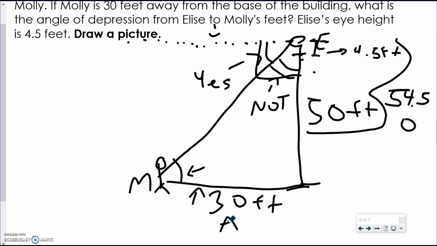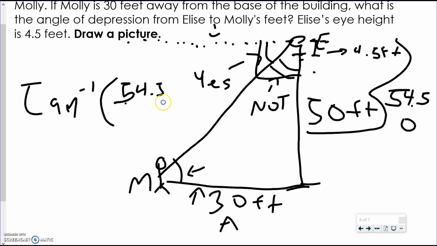I'm solving for an angle, so I'm going to use an inverse trig ratio. I would need a trig ratio that deals with opposite over adjacent, that is tangent, so we'll do tangent inverse of 54.5 over 30. If you solve for this, you should get that angle M down here is 61 degrees.